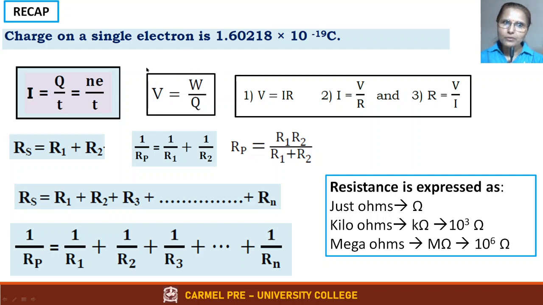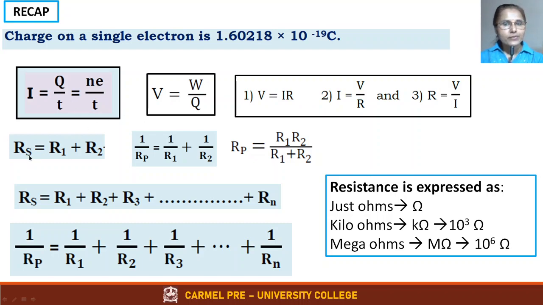We also talked about potential difference or voltage, which is nothing but work done in moving charge from one point to another. So V is equal to W by Q. Ohm's law defined that current is directly proportional to voltage, provided physical conditions and temperature are constant. From that we have the equation V is equal to IR, or this can also be expressed as I is equal to V by R, and R is equal to V by I. These equations are important for solving problems. Today we are going to use all of these.